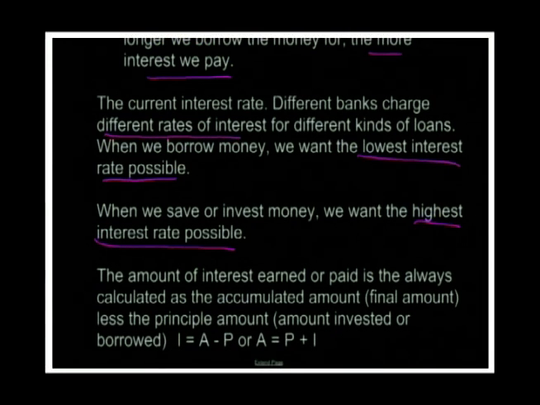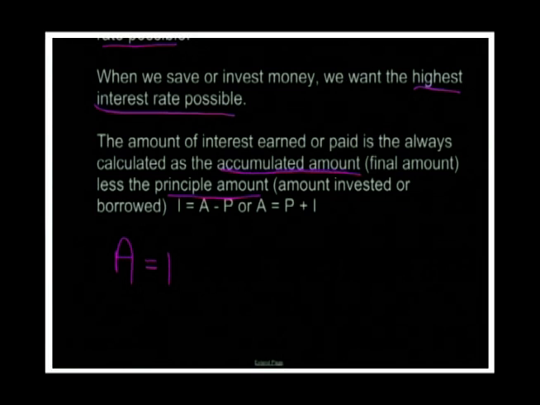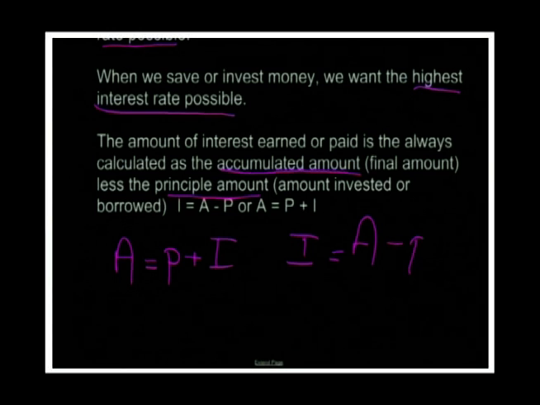The amount of interest earned or paid is always calculated as the accumulated amount, that's your final amount that you have in the bank or that you owe, less the principal amount, or the amount that we borrowed. So what I'm trying to say is that at the end of the day, we have an accumulated amount of money, which we call A, which is our principal that we started with, plus the interest. So by manipulation of this formula, I get that my interest is actually my accumulated amount at the end minus my principal. Those two are important facts to remember when answering the questions, because sometimes your question will be specific: how much interest did we earn?